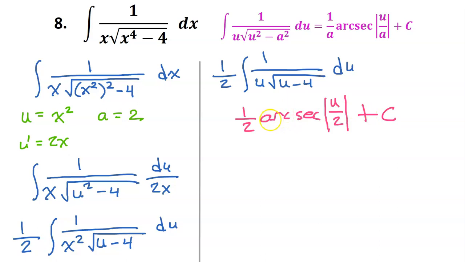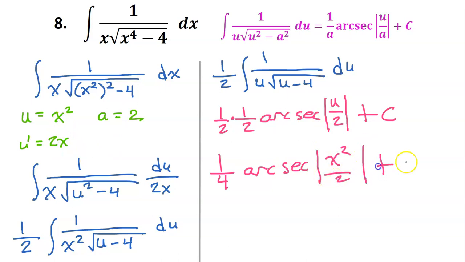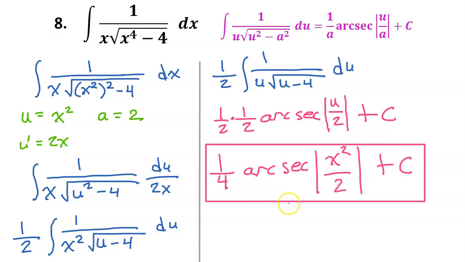Don't forget that we have this extra 1/2 that's in the front. The 1/2 that I'm writing here is the 1 over a in the formula. That is separate from the 1/2 that's already sitting here. So I'm going to have 1/2 times 1/2. So of course for the final answer I will actually have 1/4 arcsecant, and u was x squared. So I have x squared over 2 plus c. So that's the final answer.